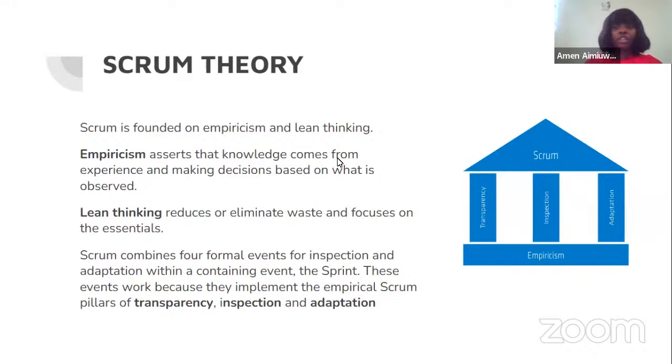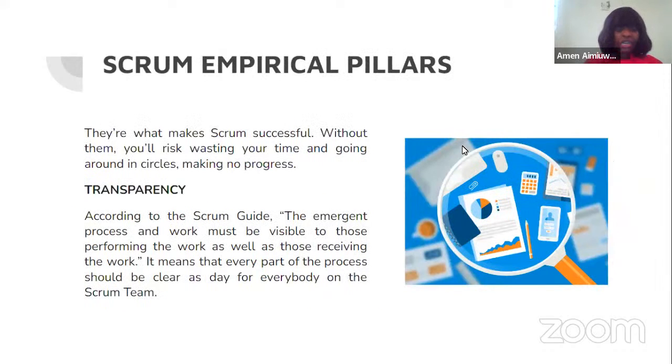On the Scrum theory, Scrum is founded on empiricism and lean thinking. Empiricism actually means knowledge gotten from experience, while lean thinking actually means reducing waste and focusing on the essentials. Scrum combines 4 formal events from inspection to adaptation within a containing event, which is a sprint. And these events work because they implement the empirical Scrum pillars, which are transparency, inspection, and adaptation.